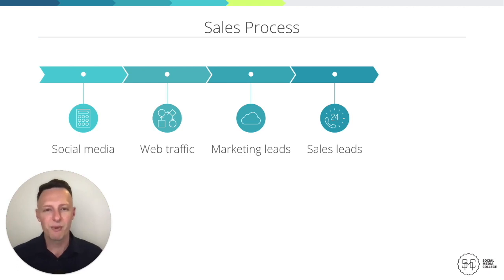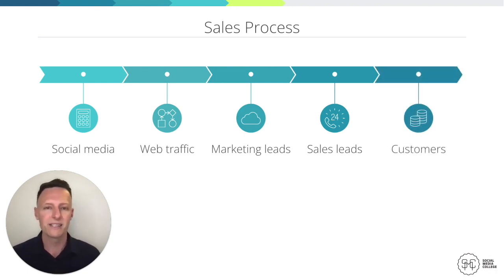So the conversion from a marketing lead into a sales lead can occur when someone expresses interest in buying from you. So that could be contacting you to ask about a price, or could be to ask about a particular feature of the product or service that you offer. And the goal then is to take those sales leads and convert them into paying customers.